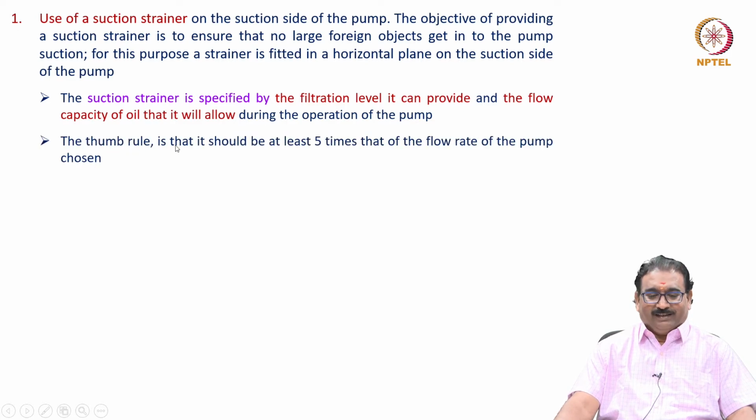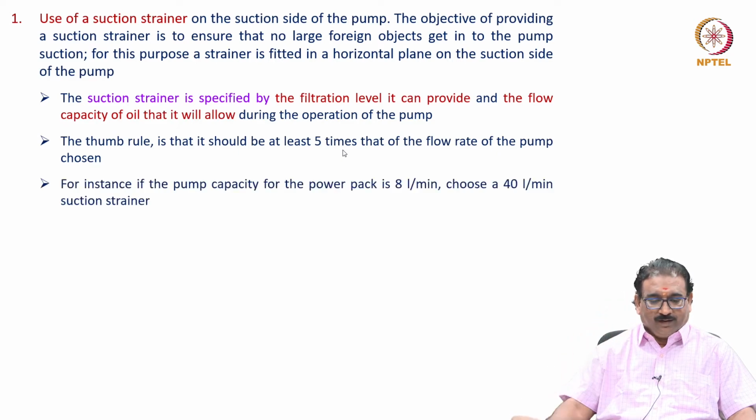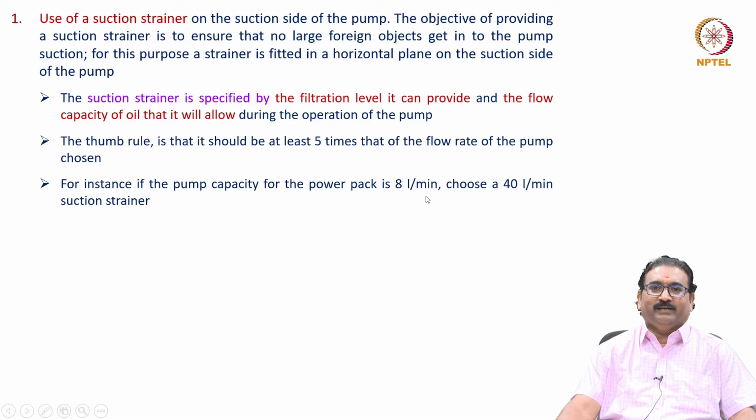The thumb rule is that it should be at least 5 times the oil flow rate of the pump, whichever you have chosen. For instance, if the pump capacity for the power pack is 8 liters per minute, now I am taking 7.5 or 8, choose a 40 liters per minute suction strainer.